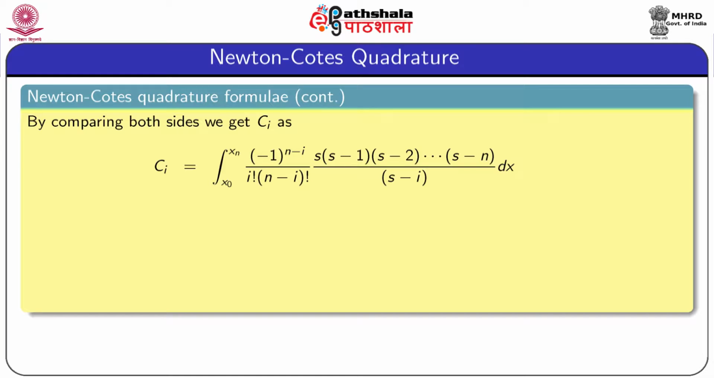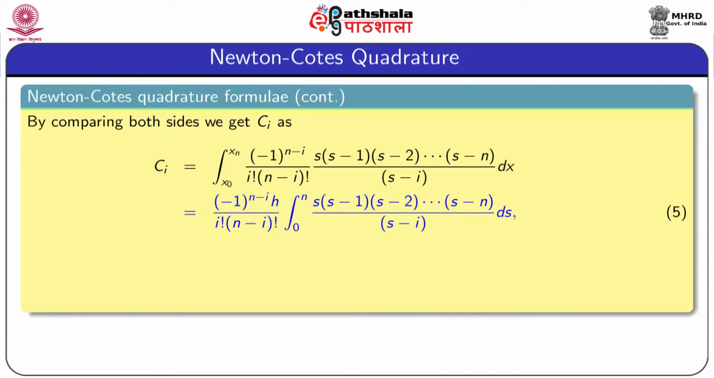By comparing both sides, we get ci equal to the integral from x0 to xn of (minus 1) to the power n minus i by factorial n minus i into a polynomial of degree n, which is nothing but s into (s minus 1) into (s minus 2) up to (s minus n) by (s minus i) dx. Now we replace the variable x by s, that means dx is equal to h into ds, and the upper and lower limits of the integration are changed to 0 to n.